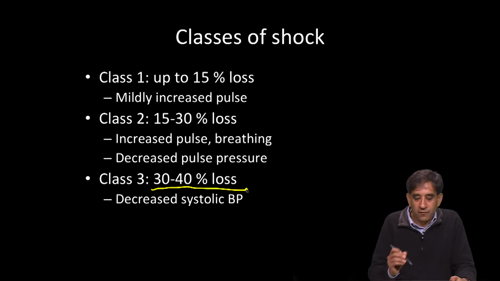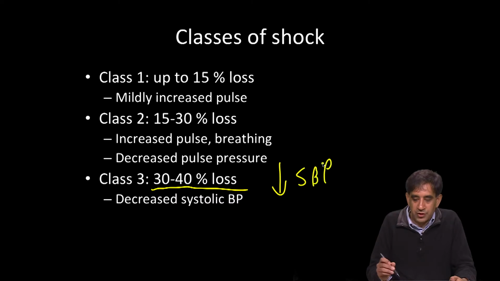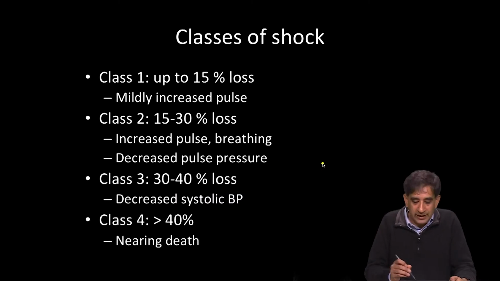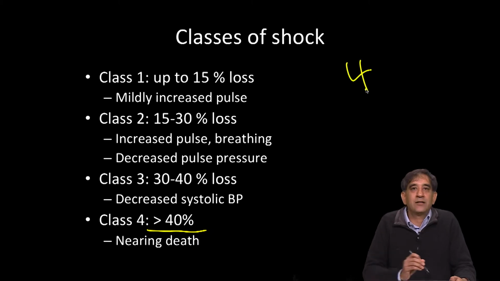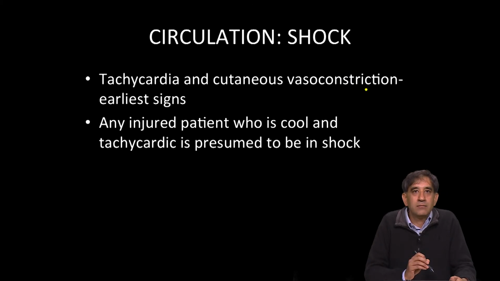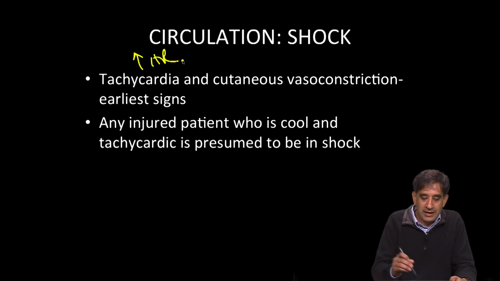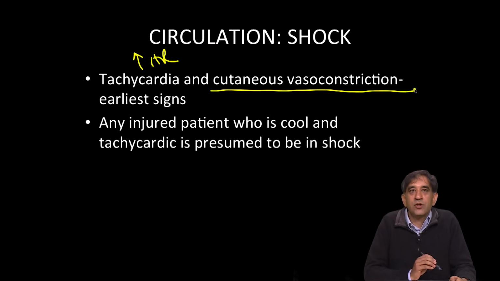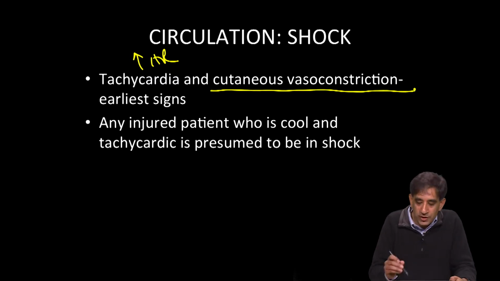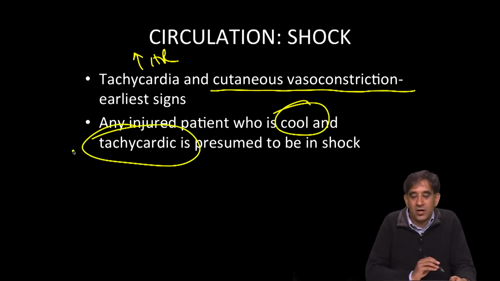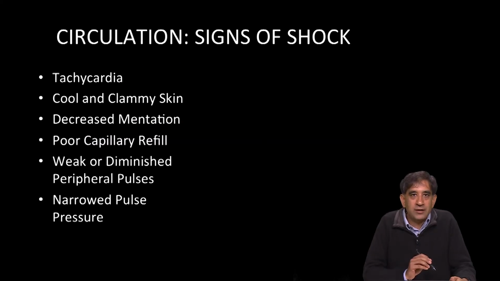When you've lost 30 to 40% of your blood volume, you start to see a drop in their systolic blood pressure. And then finally, when you've lost more than 40% of your blood volume, you start nearing death. So these are the 4 classic classes of shock. When we are looking for signs of shock, the earliest signs are an increase in the patient's heart rate and then cutaneous vasoconstriction. Those are the earliest signs of shock. So anyone who is cool and tachycardic should be presumed to be in shock.